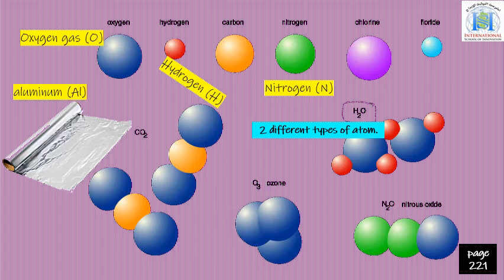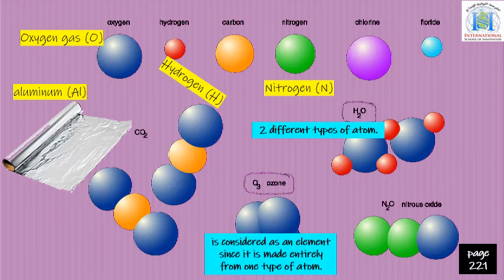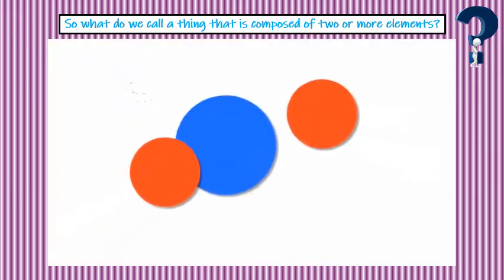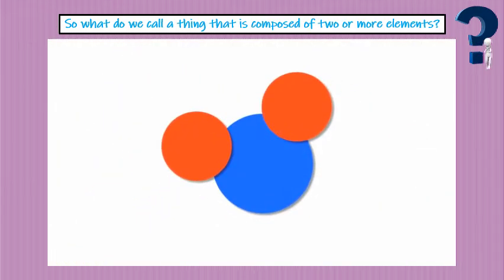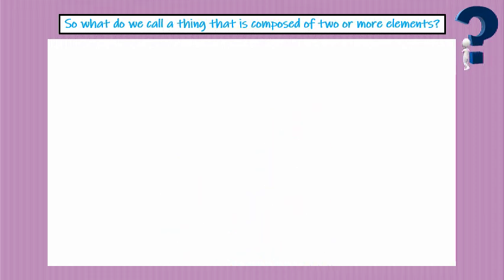What about the ozone? O3. An ozone molecule is made of 3 atoms of oxygen. We have 3 atoms, but these 3 atoms are the same. So this is considered as an element since it's made entirely from one type of atom. When two or more elements combine, we've got a chemical compound.